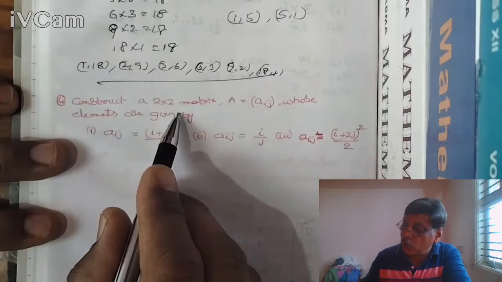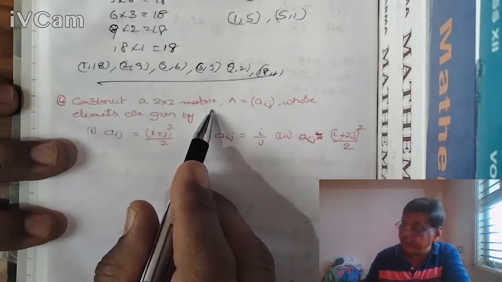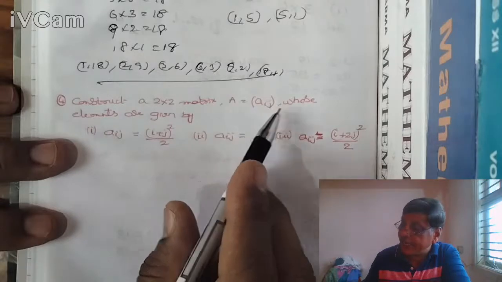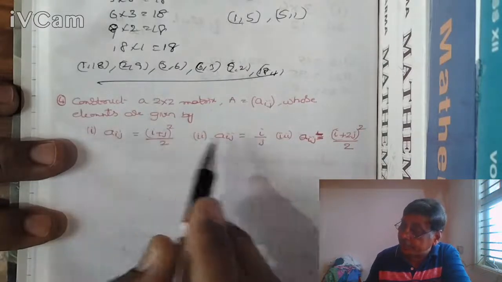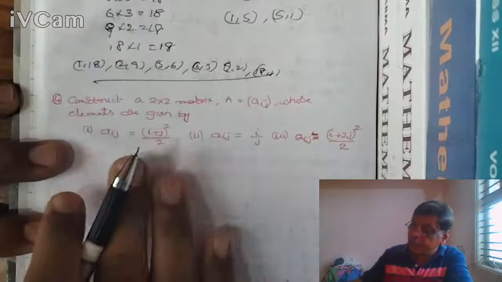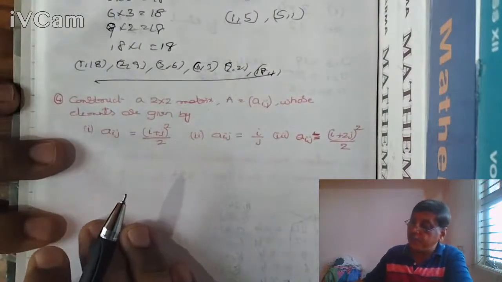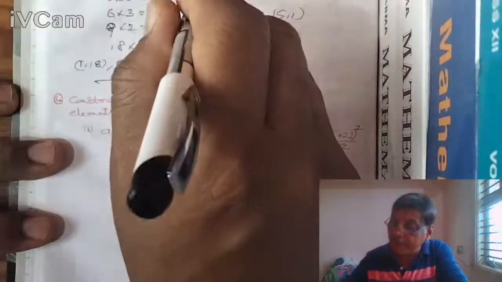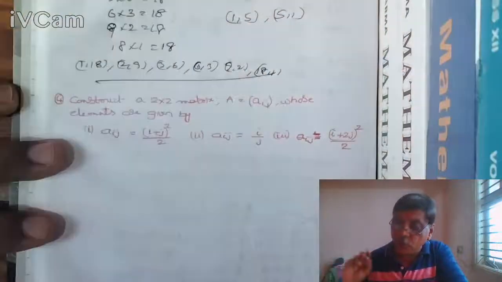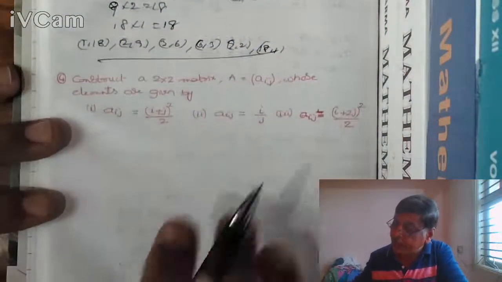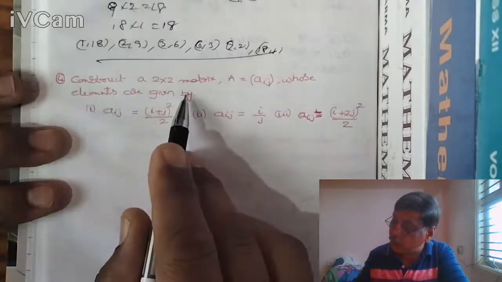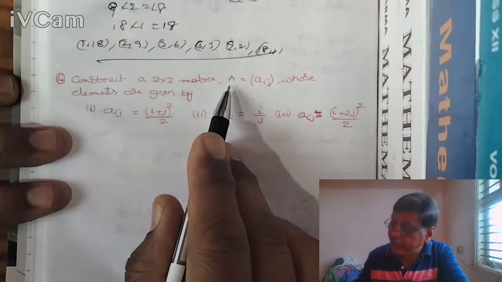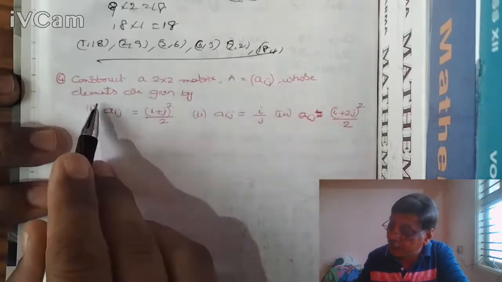Construct a 2 cross 2 matrix A equals Aij whose elements are given by... There are 3 sub-questions. The question is very important from the point of view of examination. Previously, questions number 2 and number 3 may also have been asked for 1 mark. Here, question number 4: construct a 2 cross 2 matrix A equals Aij whose elements are given.